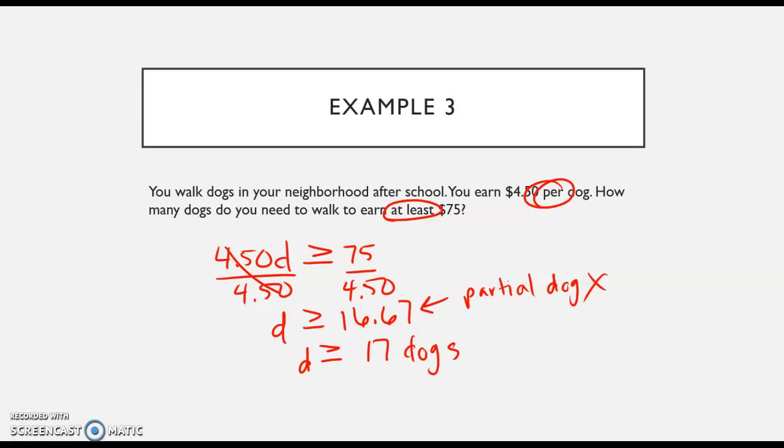And that is it for multiplying and dividing. Don't forget, when we multiply or divide by a negative, we switch the inequality. Again, by a negative means the one that we are moving to the other side.